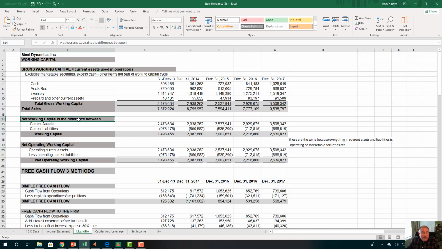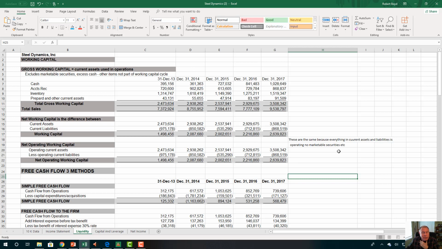Net working capital is the difference between current assets and current liabilities. And again, they come right off your data. So one of the things is that if you make a mistake, you can correct it by actually going back to the data and making it. But notice how these are laid out. Net operating capital, that's operating current assets less operating current liabilities.